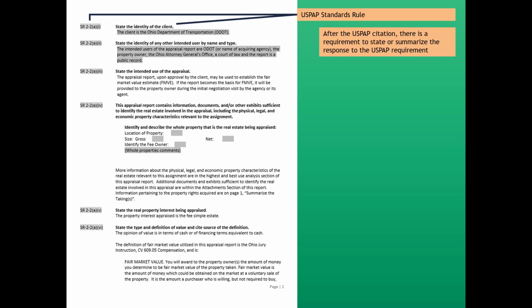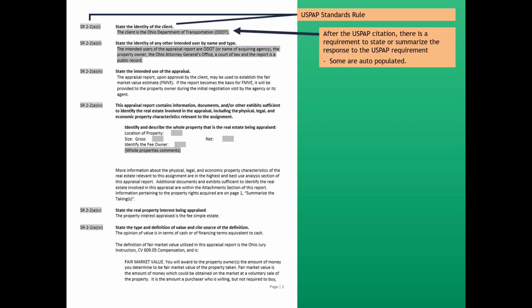In this case, it's pointing at Standards Rule 2-2A I, and that's followed by the actual USPAP citation, which would be state the identity of the client. And underneath that is the agency's or the appraiser's response to summarize a response to the USPAP requirement. In this case, the client is the Ohio Department of Transportation.